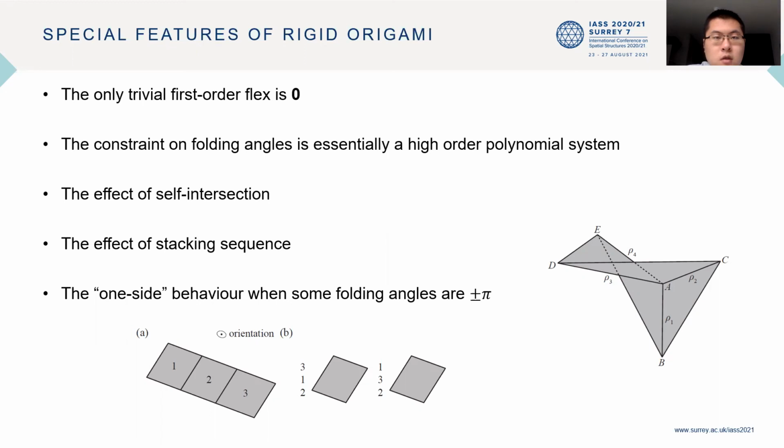Fourth, consider the example shown here. The two folding angles are minus pi, but the configurations are different. Different stacking sequence might also behave differently when considering the self-intersection of panels. Fifth, when some folding angles are plus or minus pi, a flex is only valid when it points away from plus or minus pi. An example is shown at the right. Such rigidity also cannot be predicted by the local rigidity analysis.